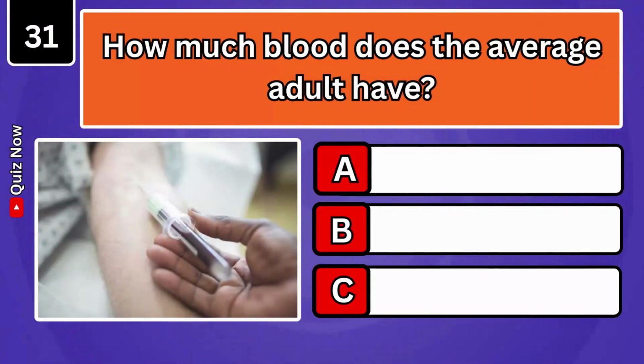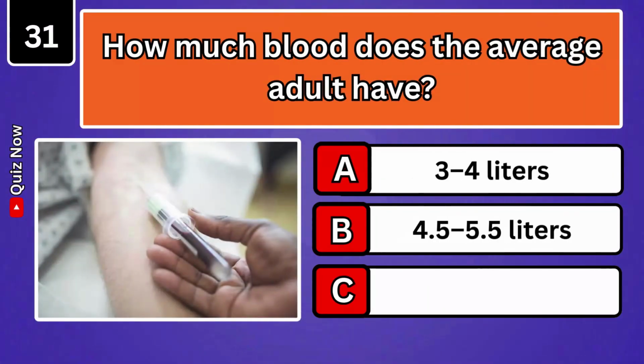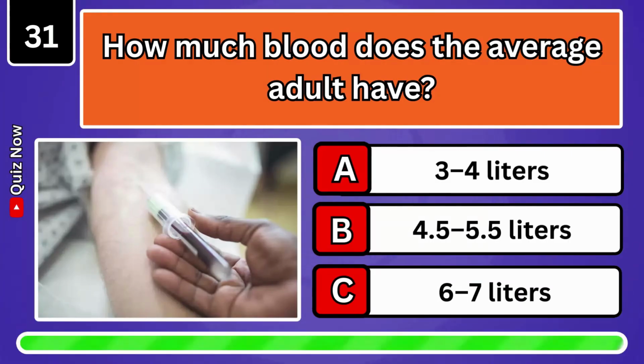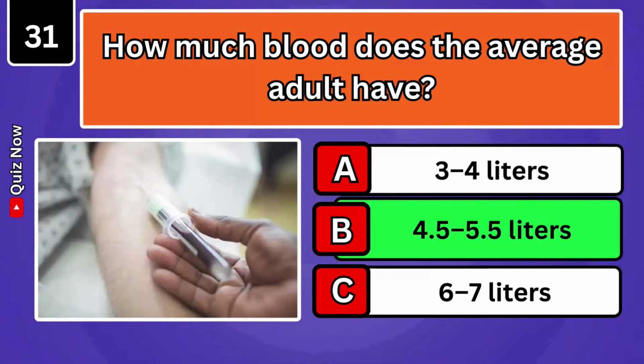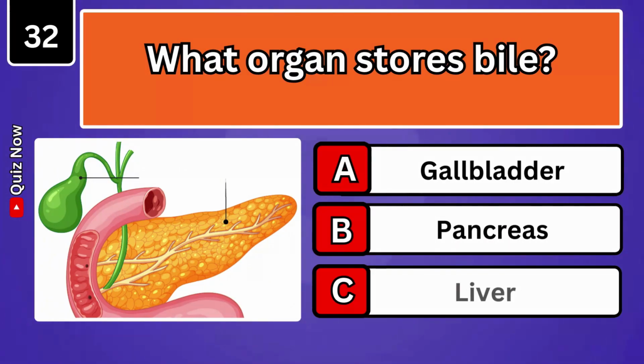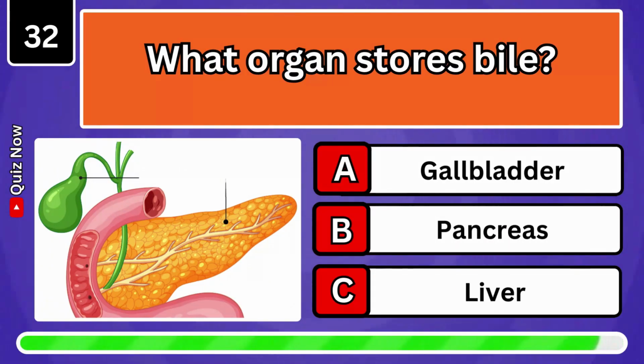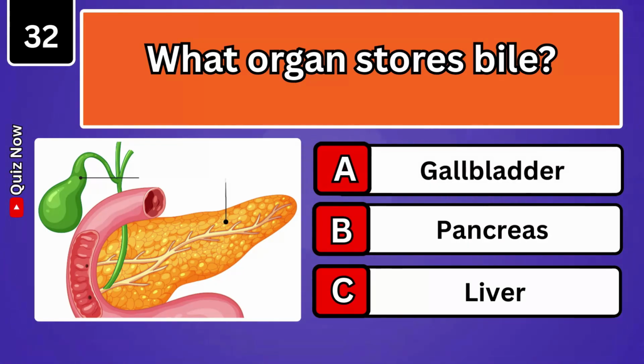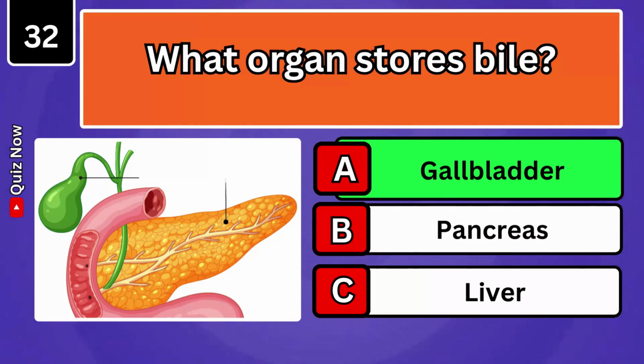How much blood does the average adult have? About 4.5 to 5.5 liters. What organ stores bile? Gallbladder.